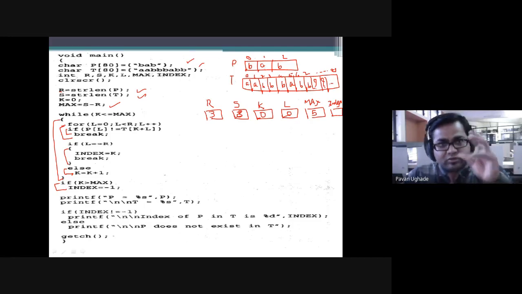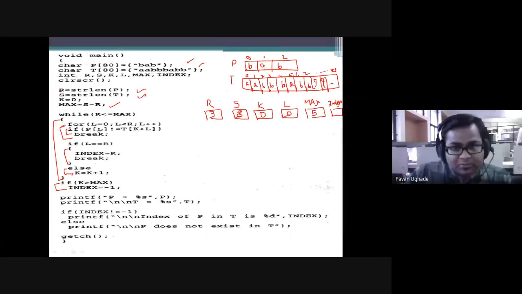You know how to implement a for loop? Yes or no? Whether you are aware of for loop. The first two statements will be, yeah, very good. Thank you. Then it goes ahead with us inside the loop. So here we are checking with if P of L. P is a string. P of L. What is the value of L? 0. So P of 0. What is P of 0? P of 0 is B.